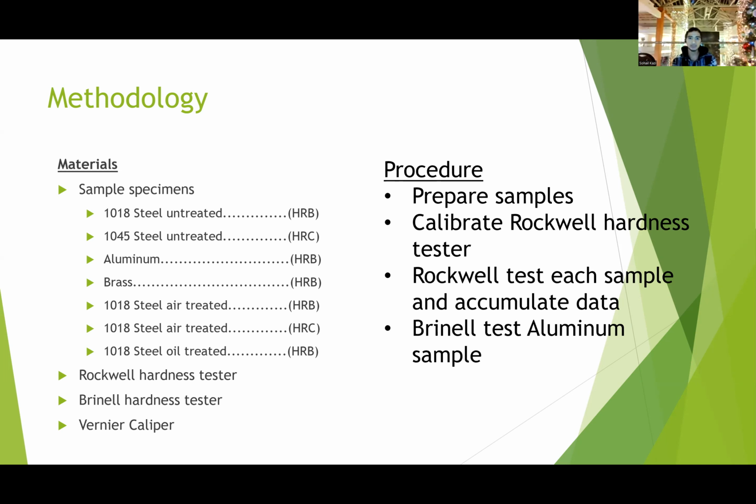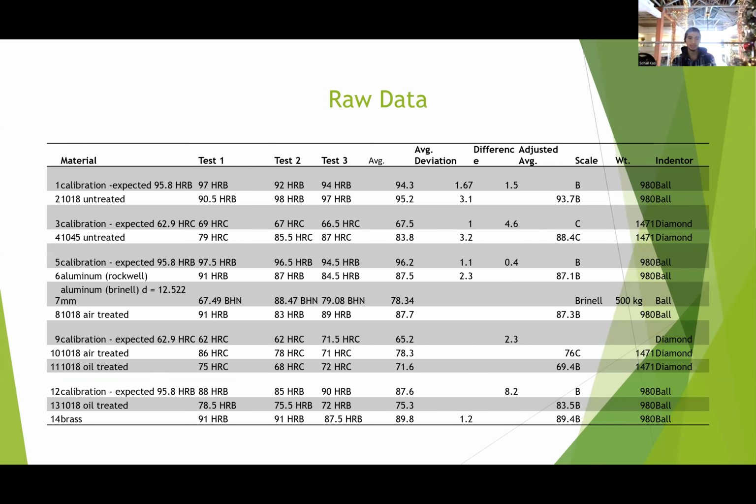As far as the process of this experiment, we will start by preparing the samples. Whichever samples need to be air treated, we will air treat them. Whichever ones need to be oil treated, they will be oil treated. We will then start by calibrating the Rockwell hardness tester and run each sample through the Rockwell test a total of 3 times each. And then we will run the aluminum sample through the Brinell test. And Mario will go in depth about how this experiment was conducted.